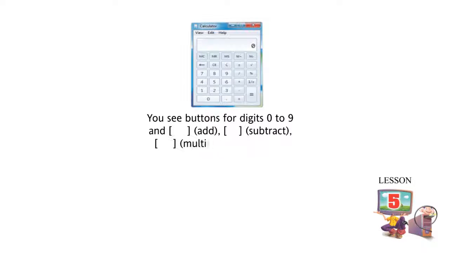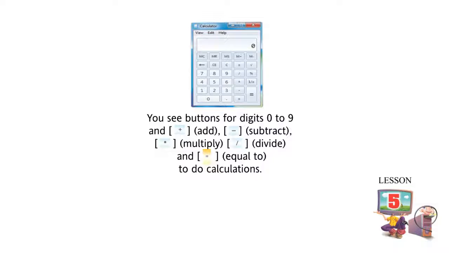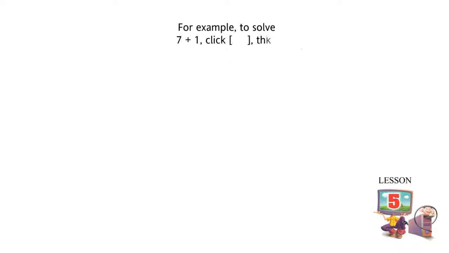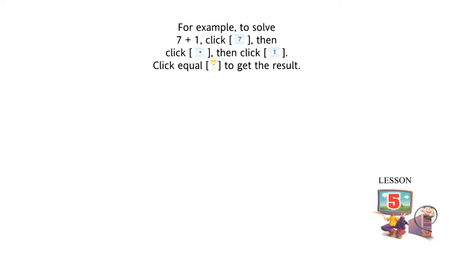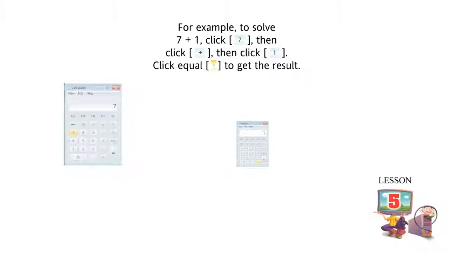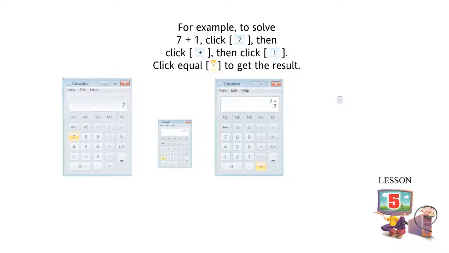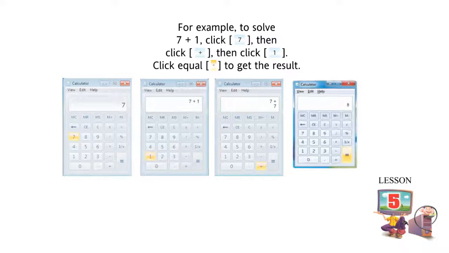You see buttons for digits 0 to 9 and add, subtract, multiply, divide and equal to do calculations. For example, to solve 7 plus 1, click 7, then click plus, then click 1, click equal to get the result.